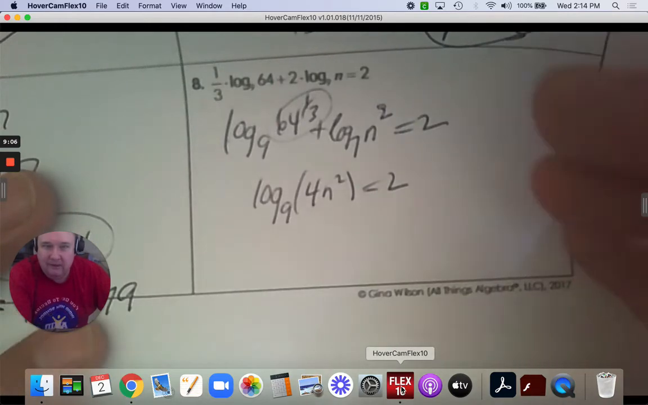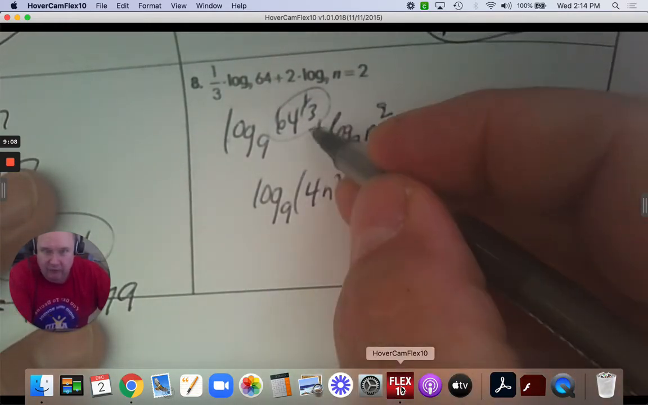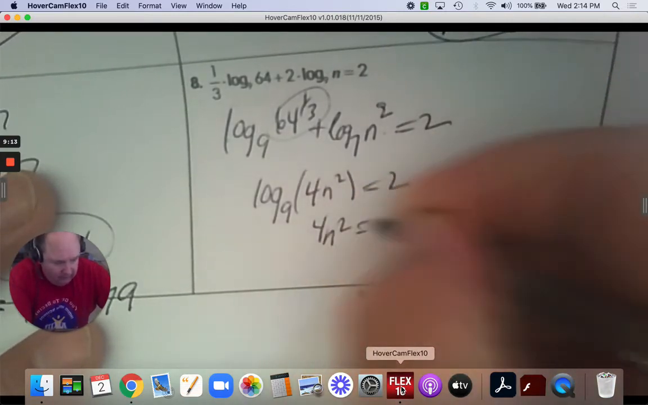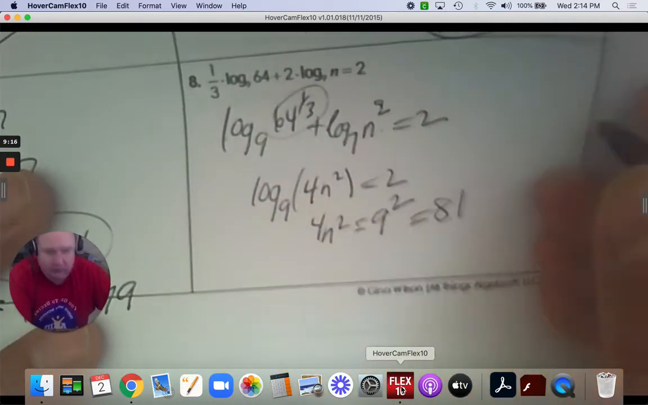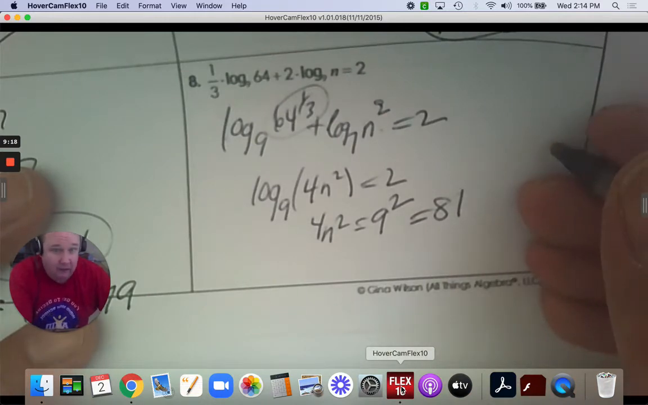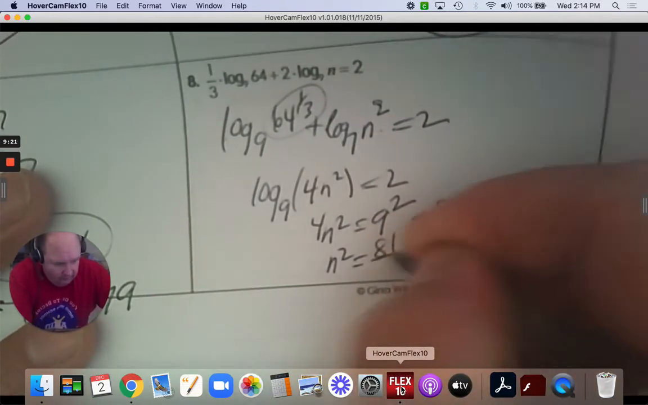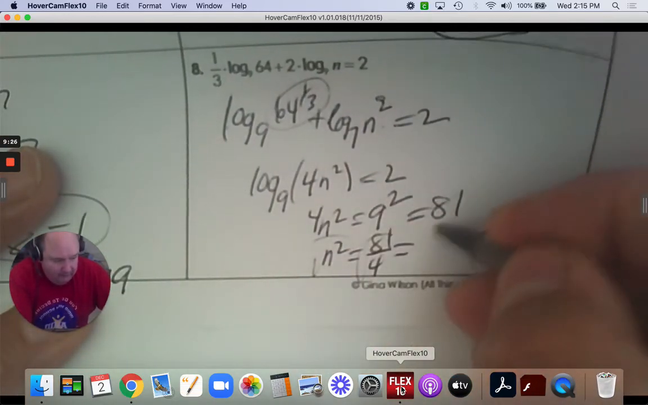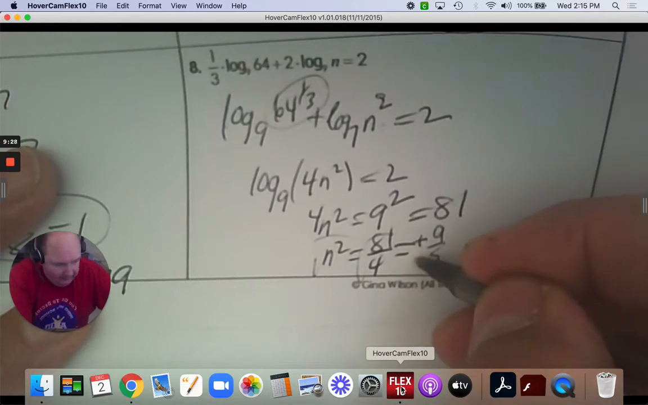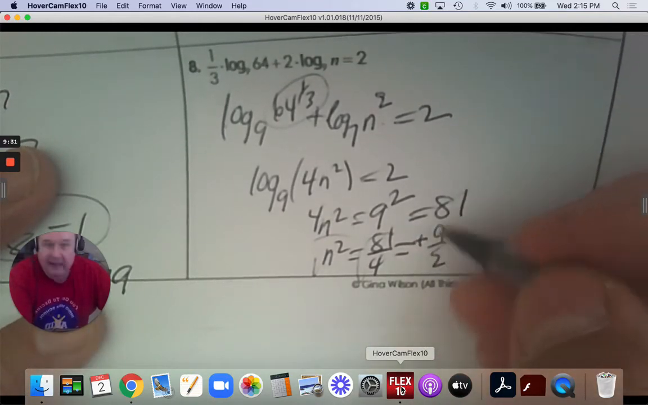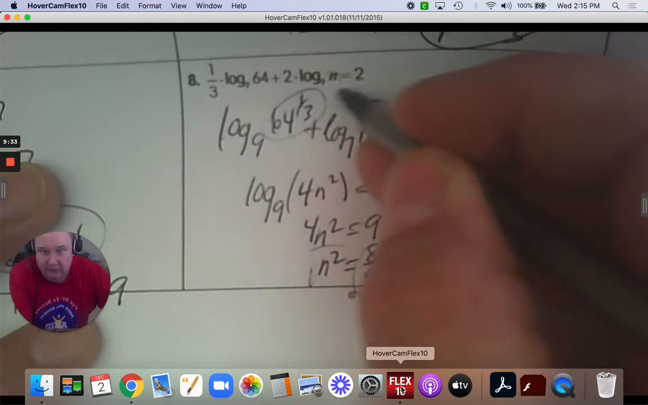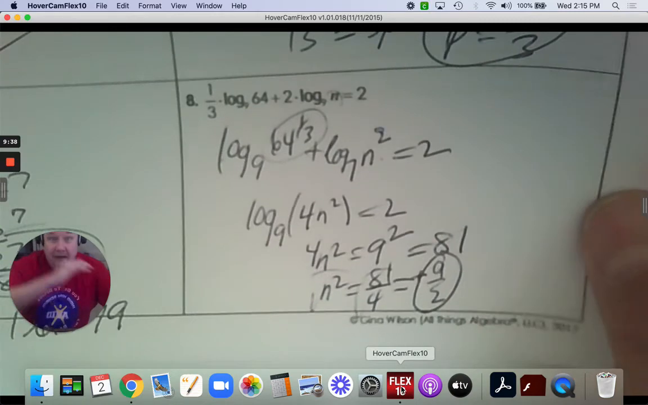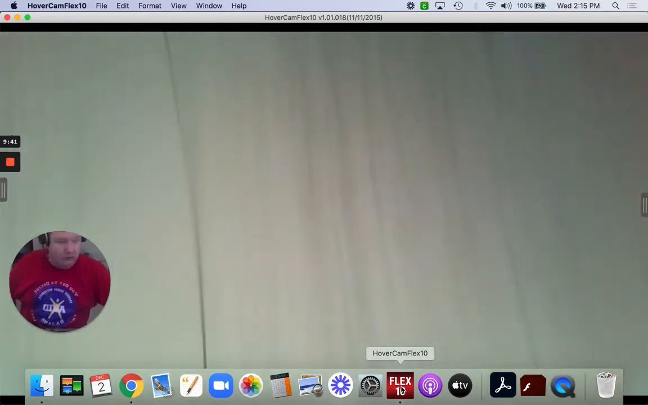Now I could write this exponentially. So when you're adding, you multiply them together. Exponentially, it would be 4n squared is equal to 9 to the exponent 2. 9 to the exponent 2 is 81. Divide by 4. So you have 81 divided by 4. When you take the square root, that would be 9 over 2, and it's positive or negative. Now, the negative is not going to work, because if I have a negative number inside the logarithm, it's no good. So it's only positive 9 over 2. The negative 9 over 2 is extraneous. Turn the page.